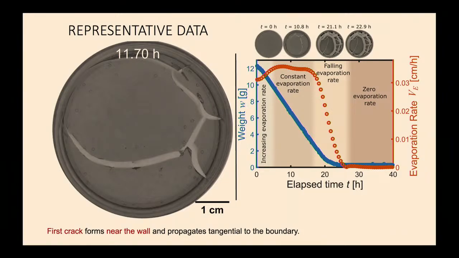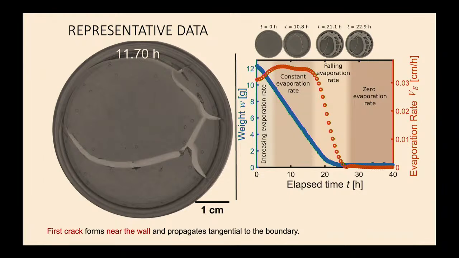These are snapshots from the same image, and like I told you, our cracking sample was on a weighing balance, so we could actually take the weight all the time. And this is what we see: the weight versus elapsed time. As you can see, this goes on for a long, long time. This blue curve is the weight versus time, and this is the evaporation rate that we've calculated.